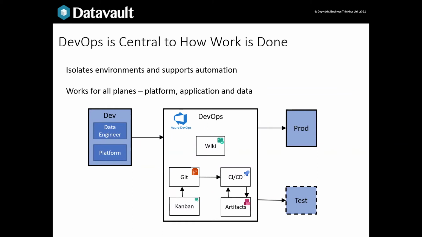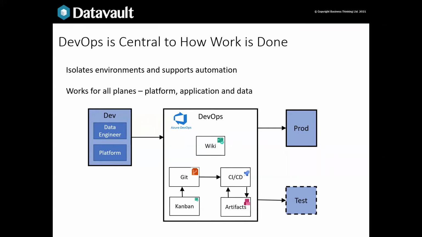So in our architecture, really, DevOps is absolutely central to how the work is done. We have our dev area, our production area, test environments, and DevOps sits right in the middle, taking the output of development, running tests on it, eventually publishing the results up to production. The aim is to automate as much as possible so that we have repeatable, high quality processes to take code from the engineers and get it into production, fully tested as soon as possible.